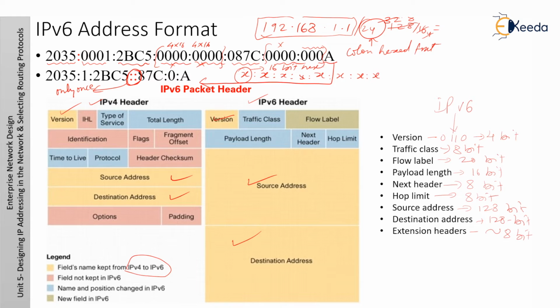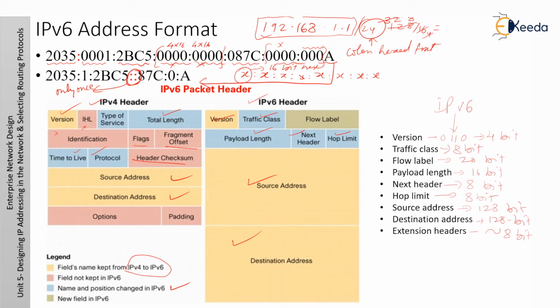Fields not kept in IP version 6: these fields are not taken in IP version 6, like IHL, identification, flags, fragment offset, header checksum, options and padding. Name and position changed in IP version 6: like type of service, here traffic class; payload length, okay, total length; then next header and protocol; hop limit. These are the things identified differently.